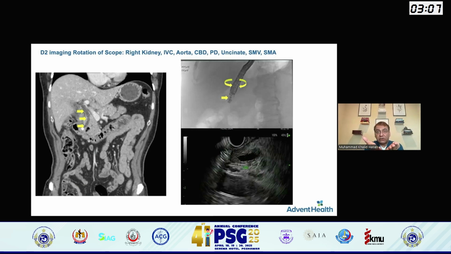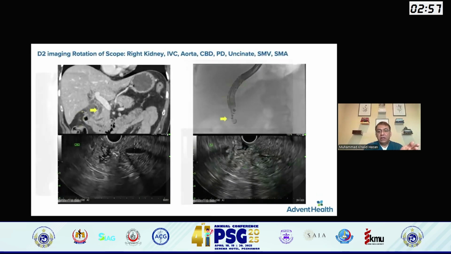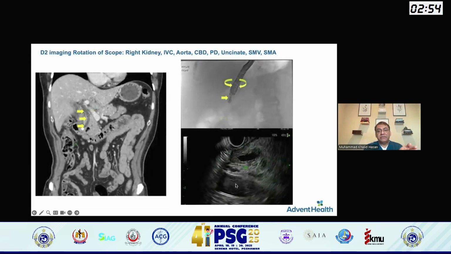Once you're pulling the scope back, rotate right and left. Your goal is to find the aorta. Once you find the aorta in the center, rotate your scope left and you will see the IVC. Rotate further to the left, and you will see the right kidney or segment 5 or 6 of the liver. Once you find the aorta, it should be in this position. Rotate the scope a little bit to the right.